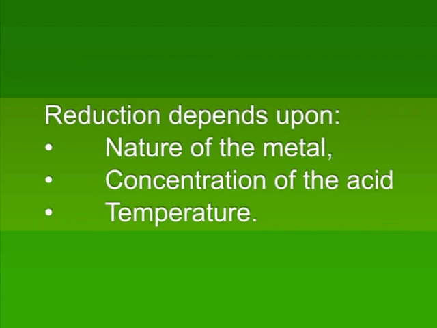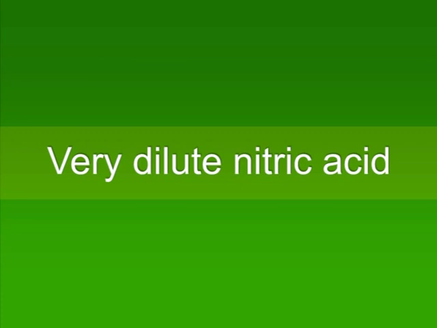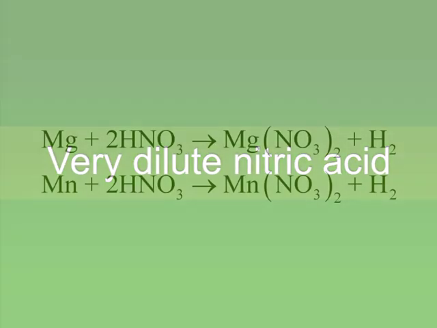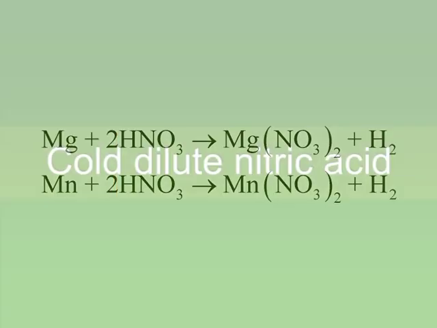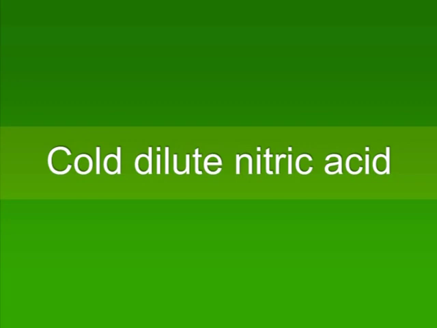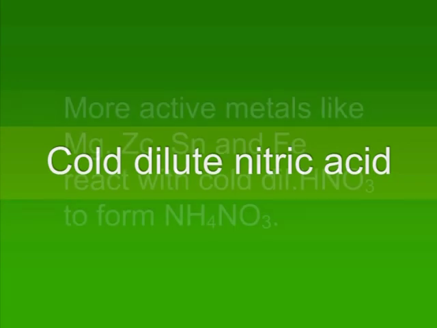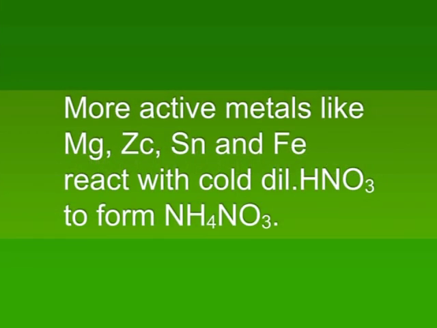For example, very dilute nitric acid. Magnesium and manganese are the only metals which produce hydrogen with very dilute, that is 1 to 2% nitric acid. Cold dilute nitric acid. More reactive metals like magnesium, zinc, tin and iron react with cold dilute nitric acid to form ammonium nitrate.